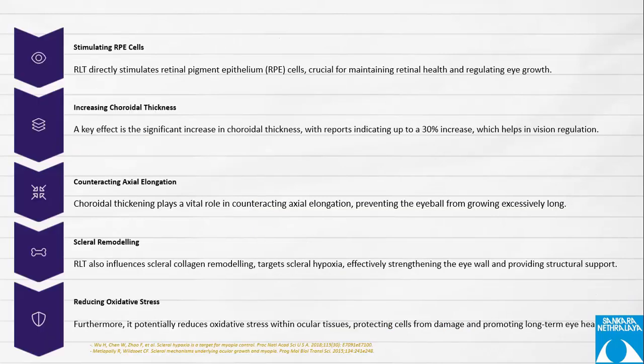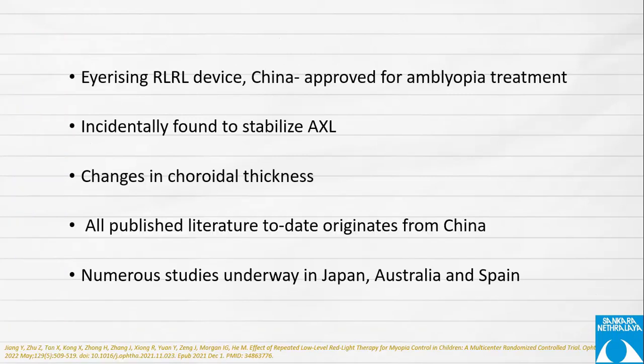Its main action lies in the choroid, where it increases the choroidal circulation, significantly increases the choroidal thickness, and causes scleral remodeling to temper myopia, because of targeting scleral hypoxia by improving mitochondrial oxidative mechanisms and reducing oxidative stress.